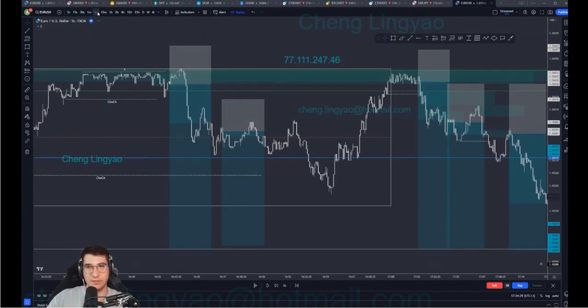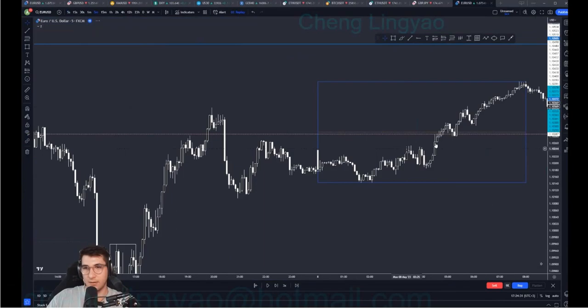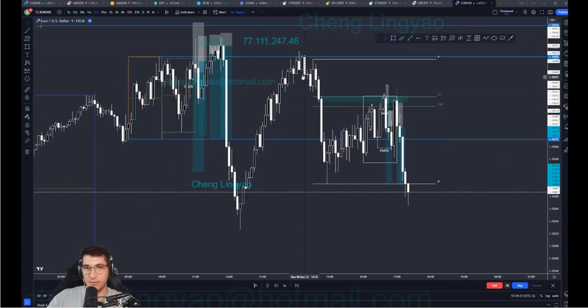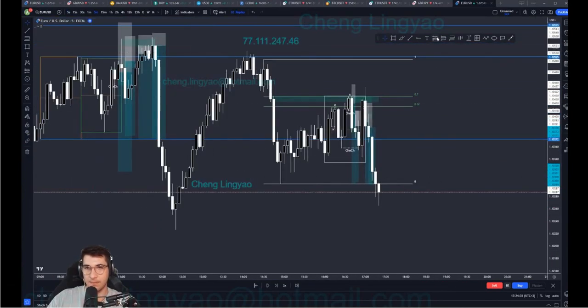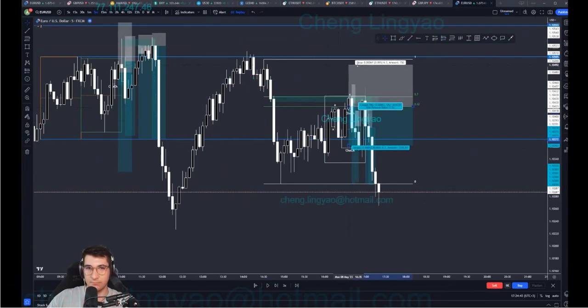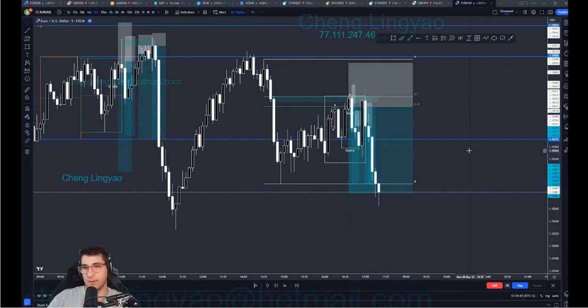Or you could have just entered based on the 5 minute when it came back like this. Somewhere around here, let's say. Have a 7 pip stop loss, target of 1 to 2. And same exact thing. You see, every setup has the same thing. It has multiple entries, multiple ways to trade.